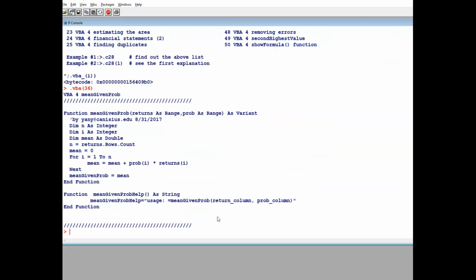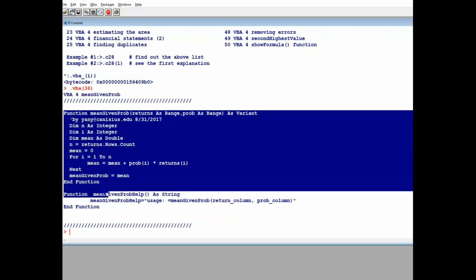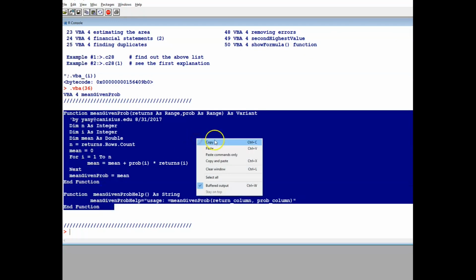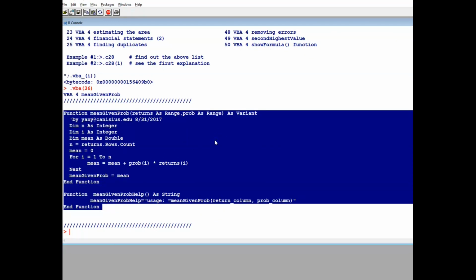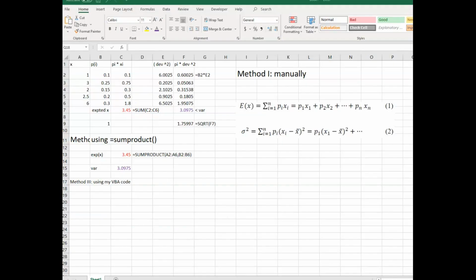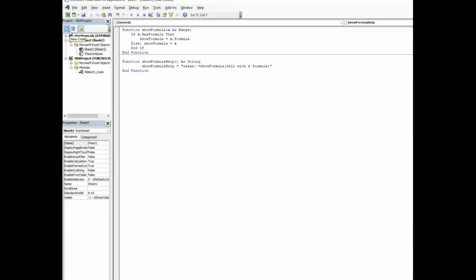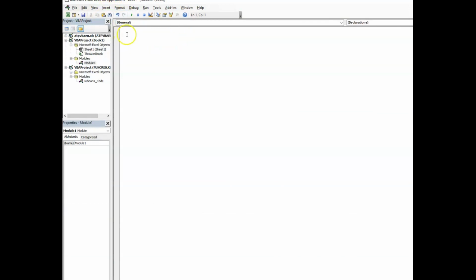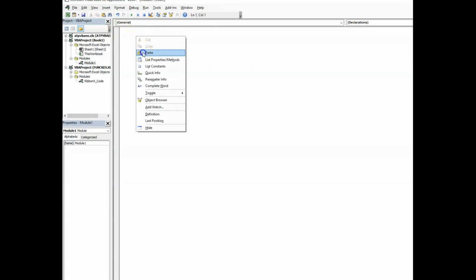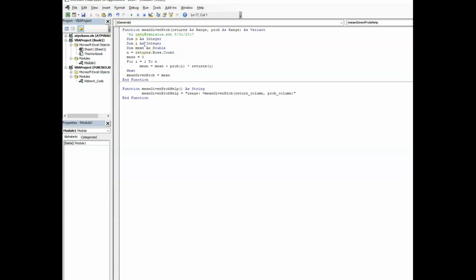So this is what I call step 1. Step 1, copy other people's VBA. You see, I copy, go back to your Excel, click Developer, click VBA, click Insert, click Module and paste. That's it. I repeat.